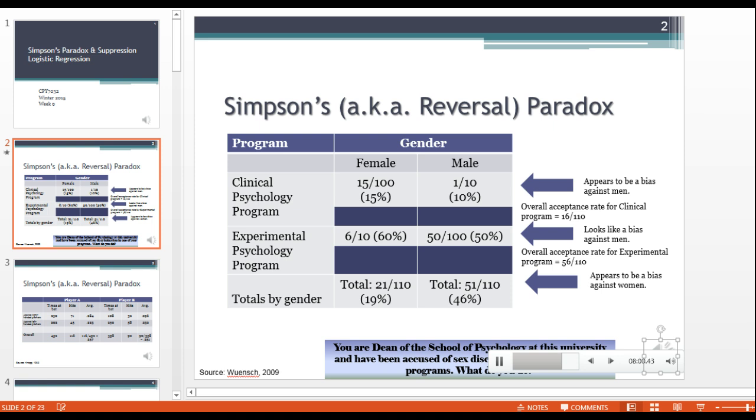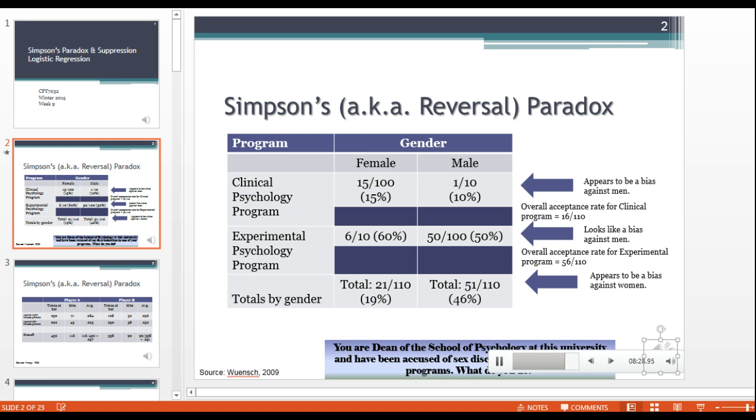Notice that there is still a gap, but it is way less of a gap than the totals by gender row would indicate. And it's also reversed, such that it's not females who are being discriminated against in a large way, 19% versus 46%, but it's really the males who are being accepted less: 37.5% for females, and then for males, 30%.